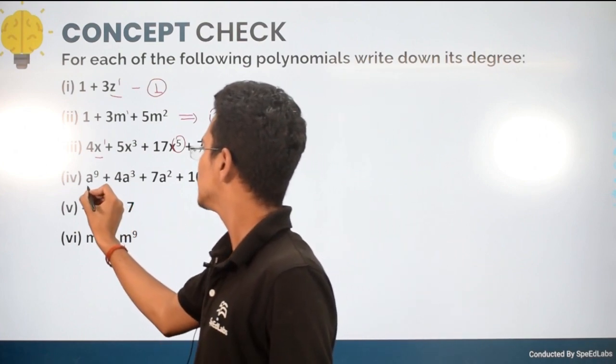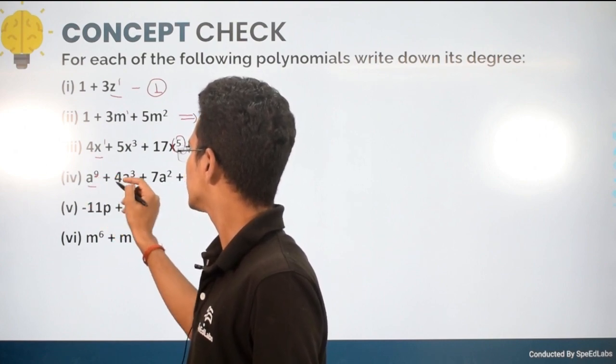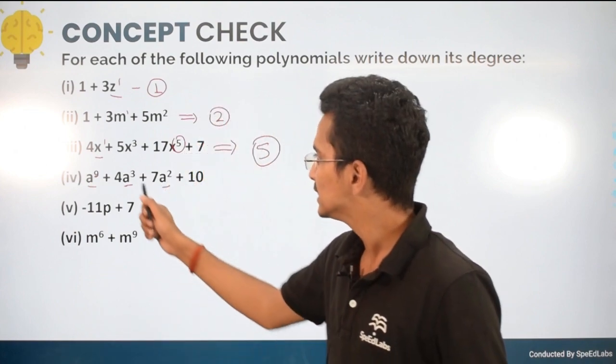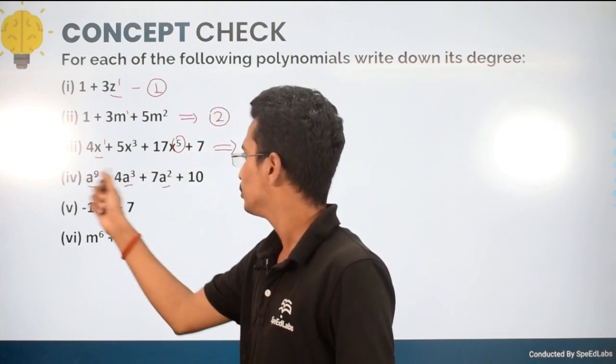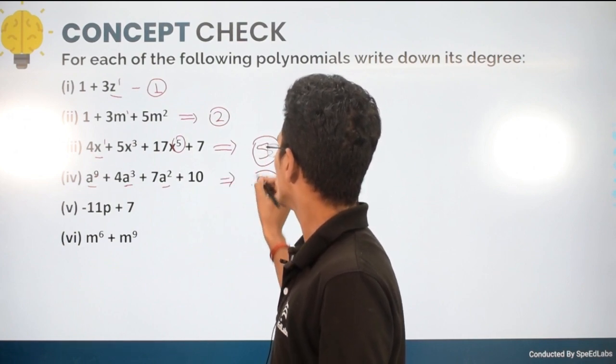So what we will do? We will check for the powers of the given variables. So here it is 9. For this variable a, the power is 3, it is 2. So the highest power of the variables in the whole polynomial is 9. So the degree of this polynomial will be 9.